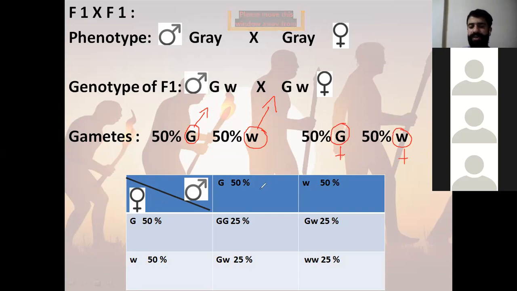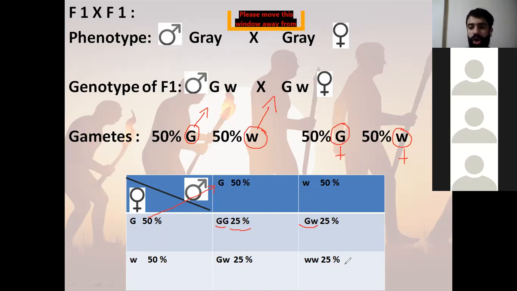And then we move: G 50%, W 50%, G 50%, W 50%. Then we cross G with G, so it will be GG. How did we get 25%? It's 50 times 50 over 100, or you can simply cross the zeros, so it's 5 times 5, 25%. G with W will give GW, 50 times 50 divided by 100, 25%. Then W with G gives GW, also 25%. The last one, W with W, 50 times 50 divided by 100, is 25%.